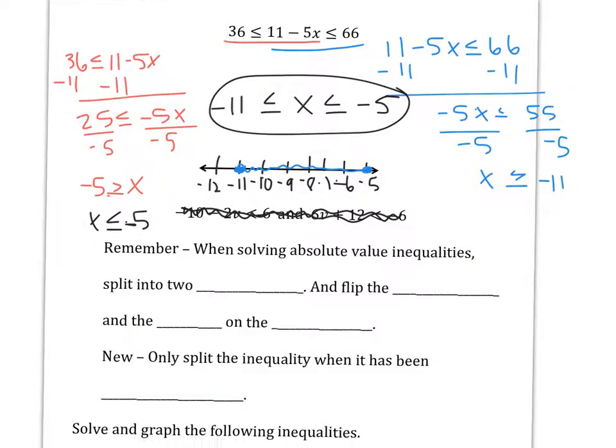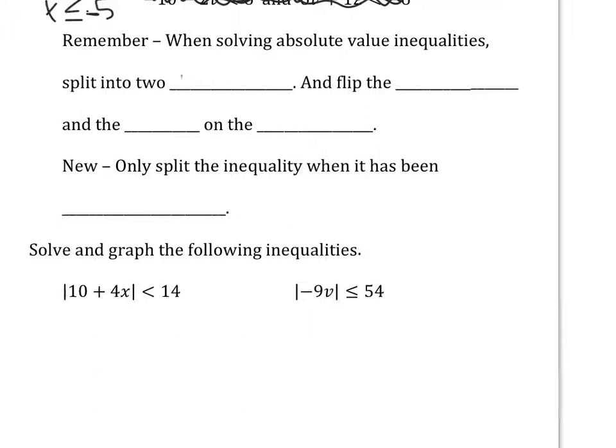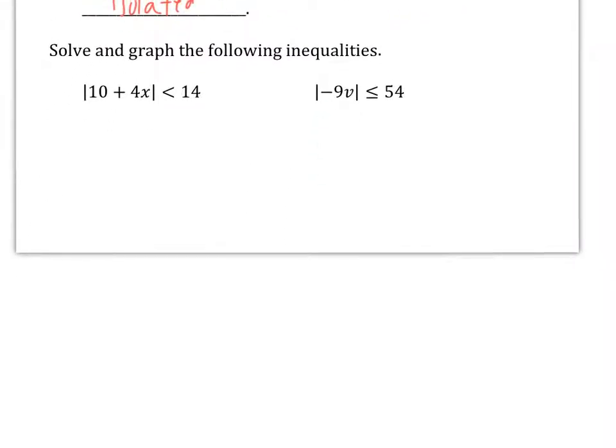Okay, now let's take a look at absolute value inequalities. So remember, when solving absolute value inequalities, we must split into two inequalities, and we'll flip the inequality sign on the number. Okay, so we'll flip the inequality and the sign on the number when we make our second case. And something to remember, only split the inequality when it has been isolated. So not necessarily new, but just another concept we're going to add in to make sure that we have understood absolute value inequalities.